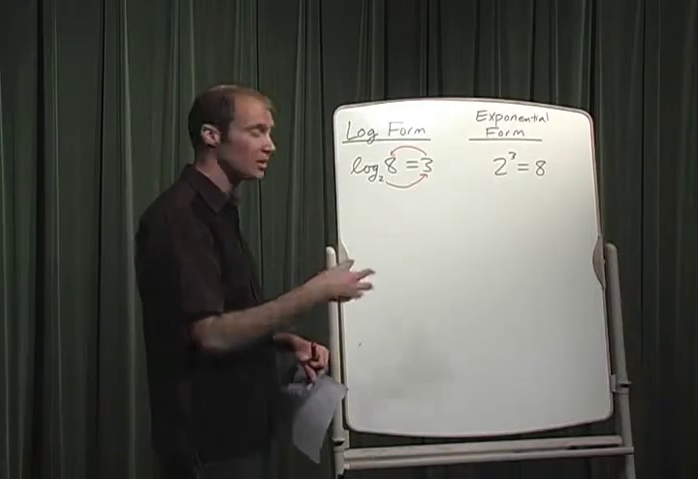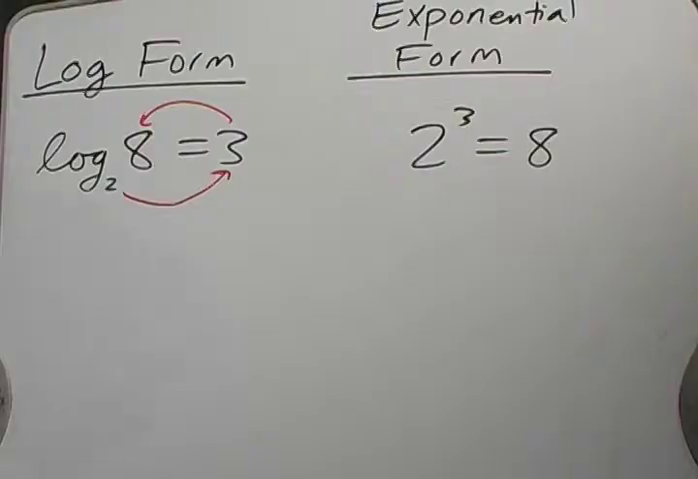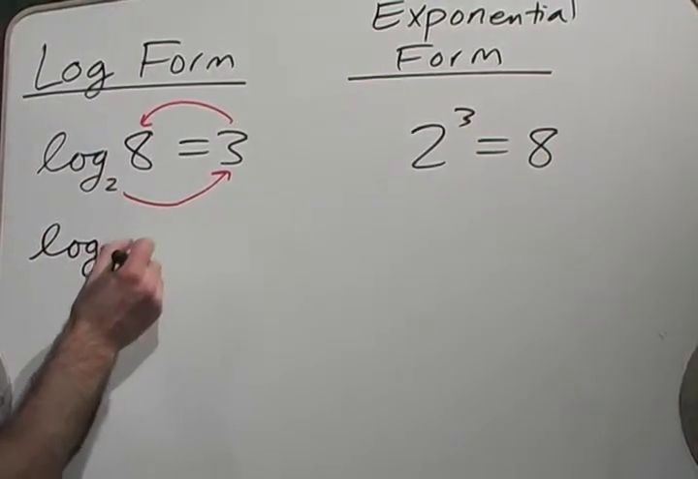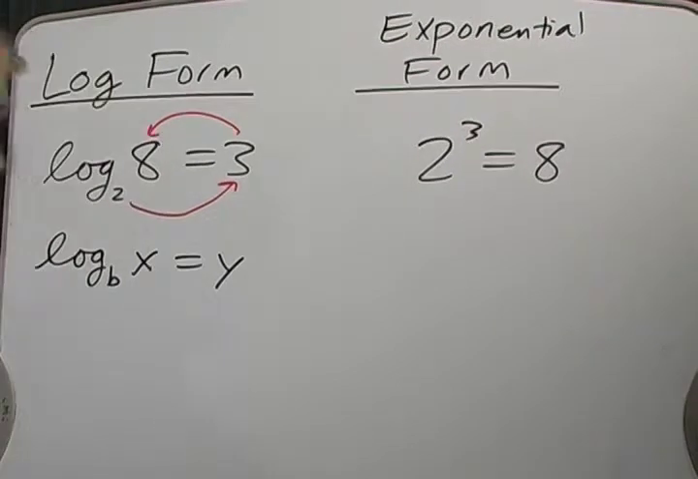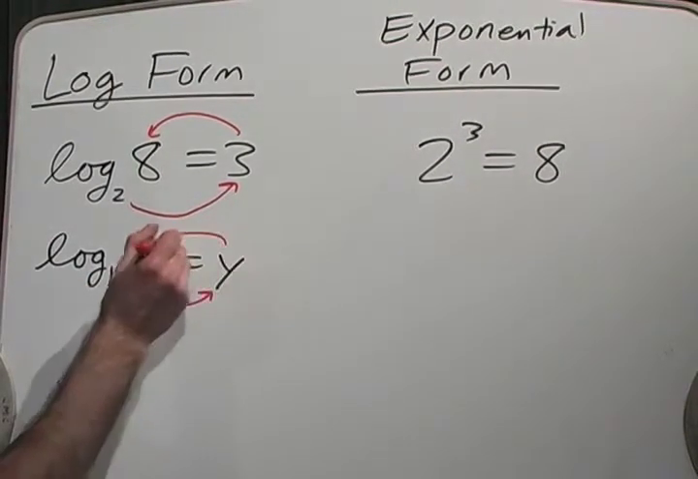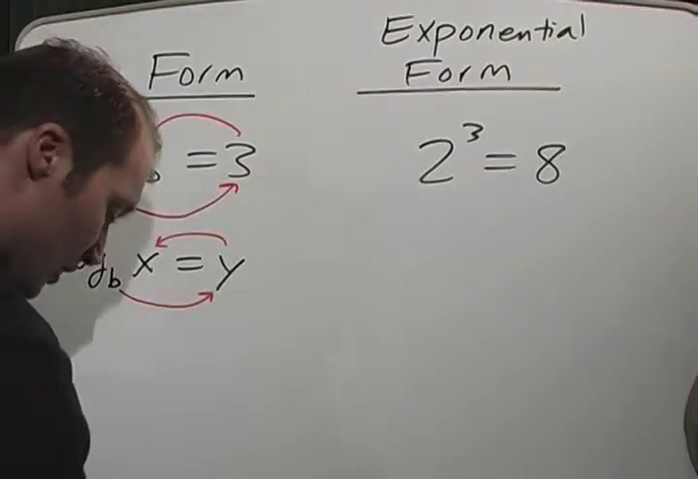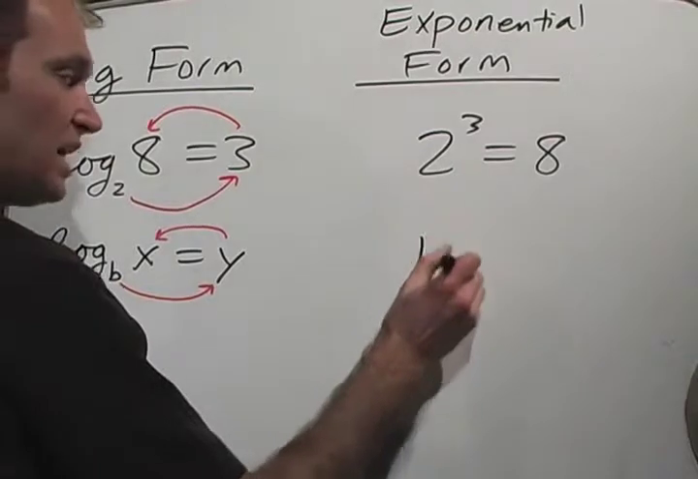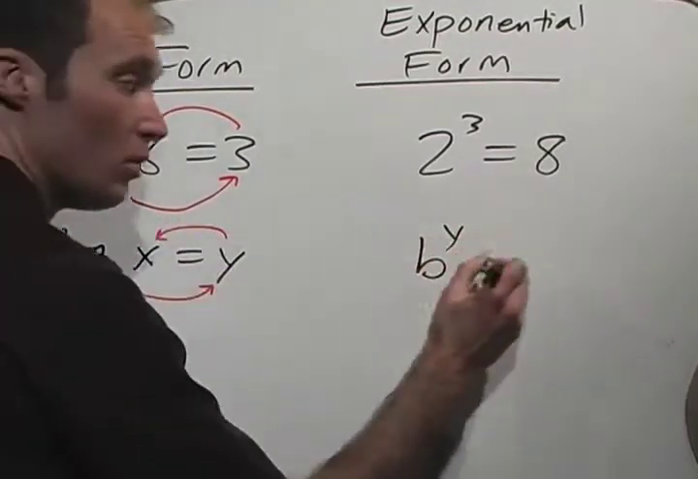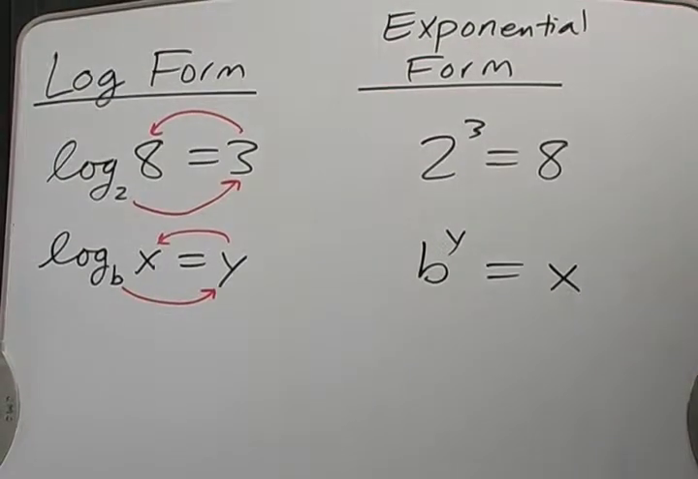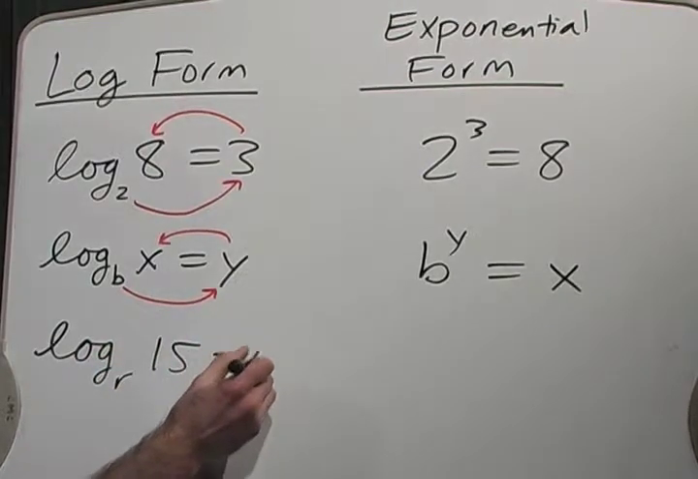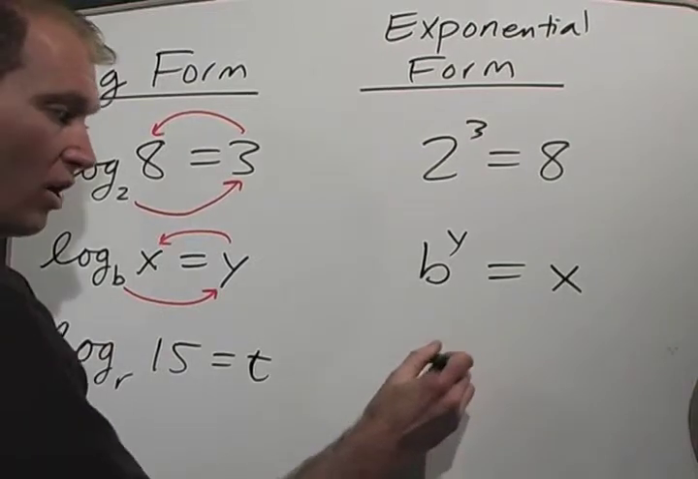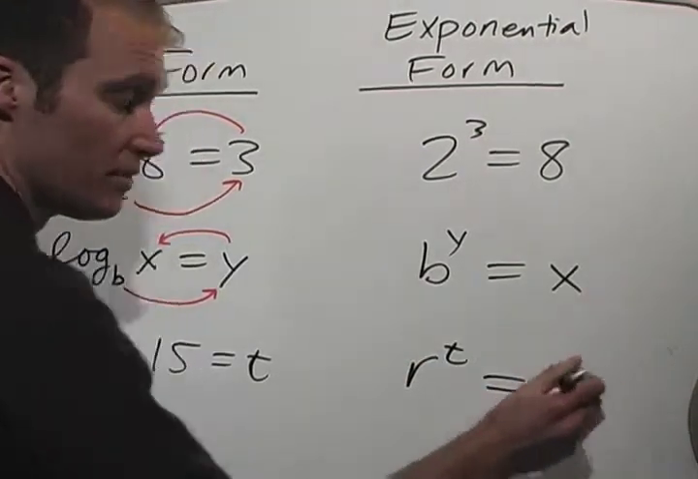This is always going to work when you have the logarithmic expression on the left. So for instance, if I happen to have log base b of x equals y, and I want to convert this into exponential form, well, we use that same counterclockwise cyclical motion. This is going to give me b to the y power equals x. So one more. If I have log base r of 15 equals t, then this is going to give me r to the tth power is equal to 15.